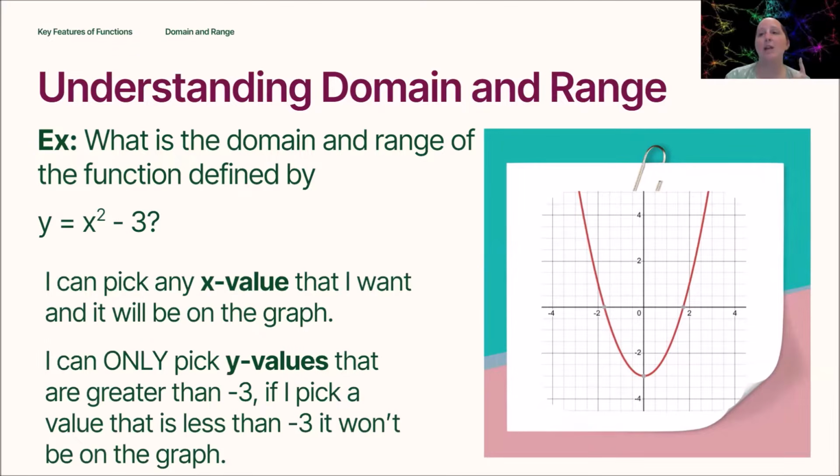I can only pick y values that are greater than or equal to -3, though, because if I look at this minimum point, this lowest point on my graph, there's nothing lower in that graph. So if I look down here at -4, I can't use -4 as a y because it's not on my graph. It's not in the equation, okay? So if I pick a value that is less than -3, it won't be on the graph.